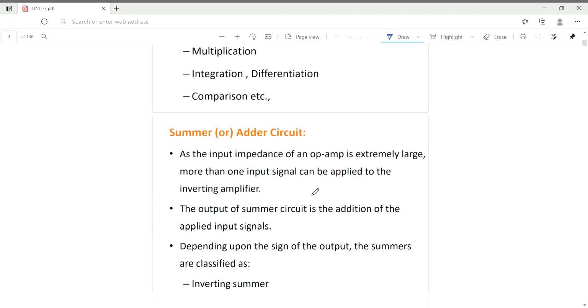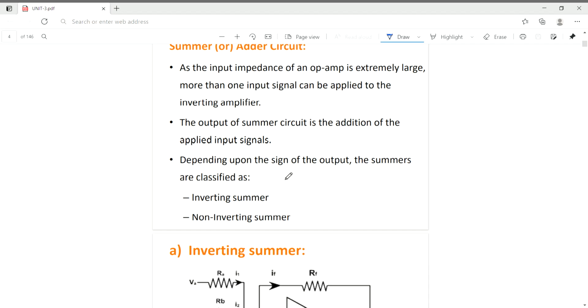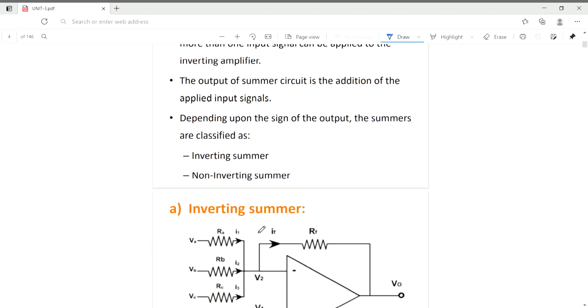So for the addition, there is a summer or adder circuit. The input impedance of this circuit is extremely large, and more than one input is applied in the inverting amplifier. The output of the circuit will be the addition of all the applied input signals. Depending upon the sign of the input, the summers are classified as inverting summer and non-inverting summer.